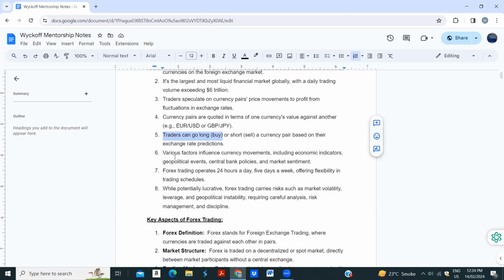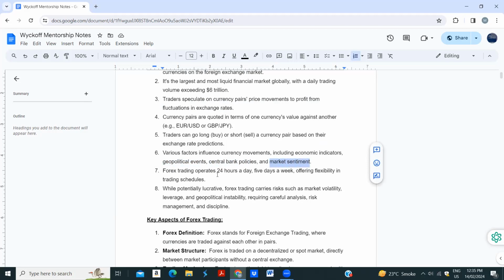Various factors influence currency movements. So what factors actually influence the currency movements? There are various factors. We call them the fundamental economic indicators. And the other factors which influence the forex markets are the geopolitical events, central bank policies, and of course the market sentiment.